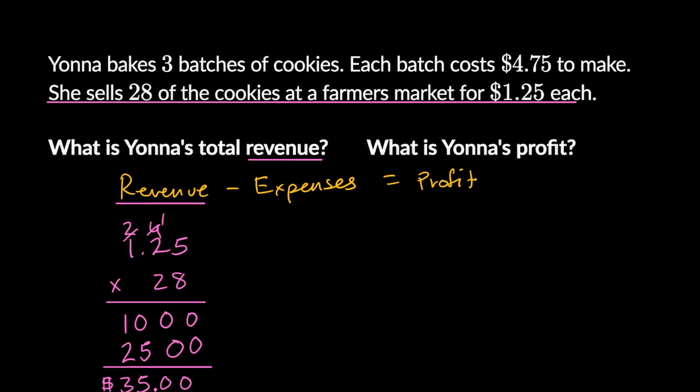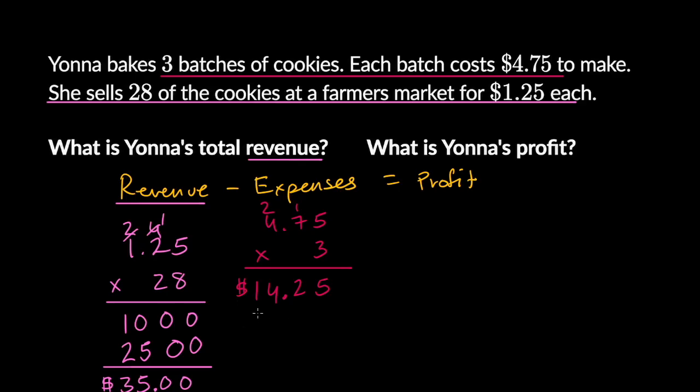Now, what are my expenses going to be? Maybe I will do that in red. So we have 3 batches of cookies. Each batch costs $4.75 to make. So if I do $4.75 times 3, I am going to get 3 times 5 is 15. 3 times 7 is 21, plus 1 is 22. 3 times 4 is 12, plus 2 is 14. We have a total of two digits behind the decimal. So $14.25 is our expenses.